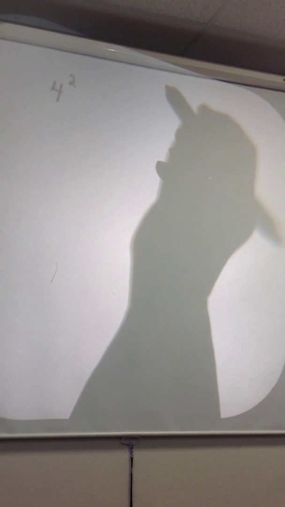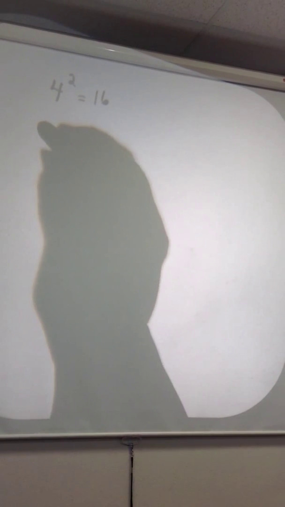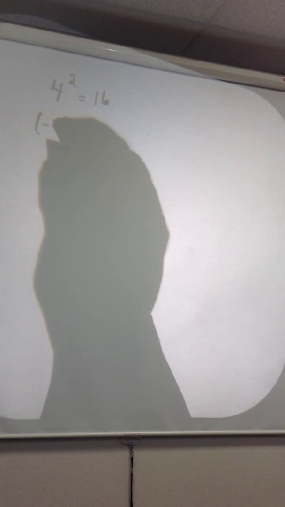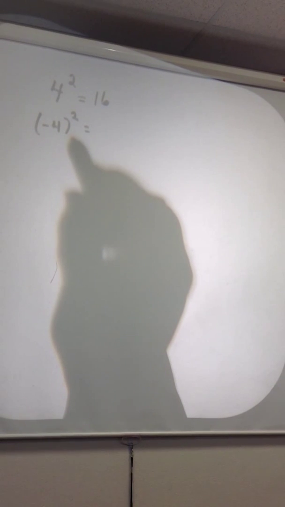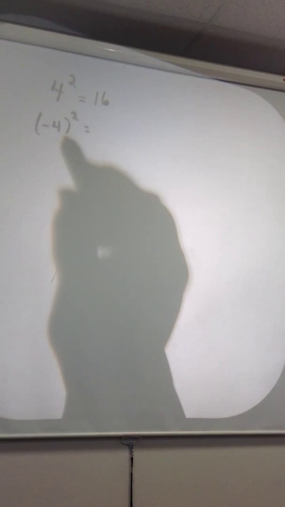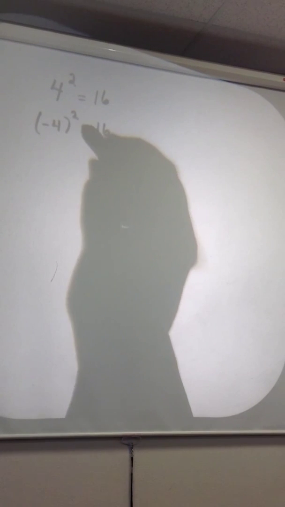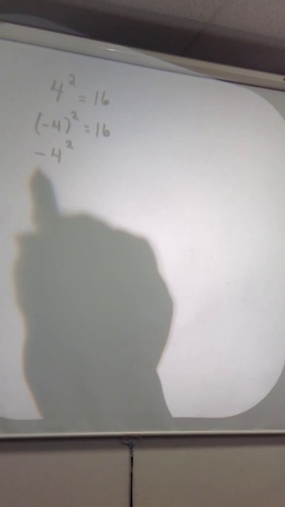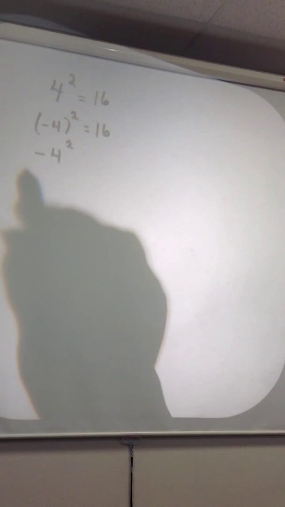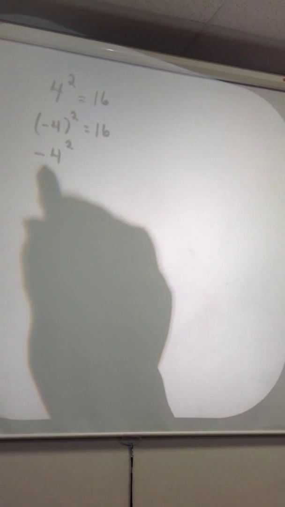What is that? 4 squared, which means 16. That equals 16. What's that? Negative 4 squared. Negative 16. What? 16. It's 16. All right, then what about this one? It's still 16. No, it's not. Negative 16. It's negative 16.